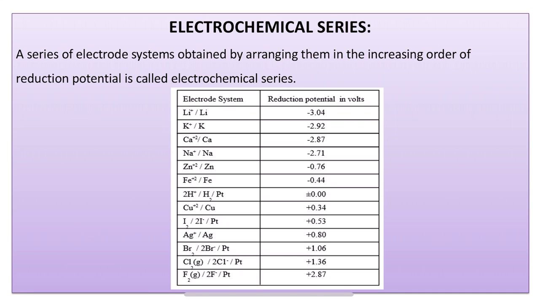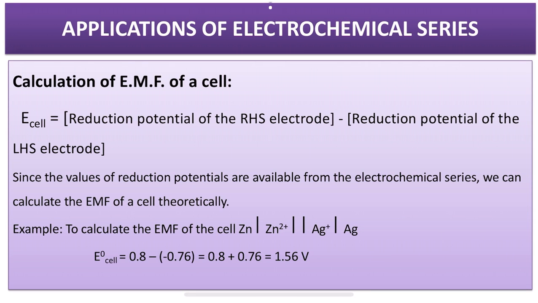This is what I just explained, that zinc and copper are far apart on the scale. The reason behind this is that copper is more easily reduced than zinc. Now let us move on to the applications of the electrochemical series. There are many applications we are going to see by using this electrochemical series.